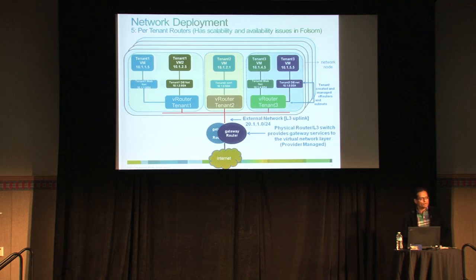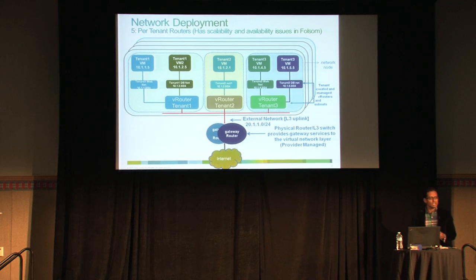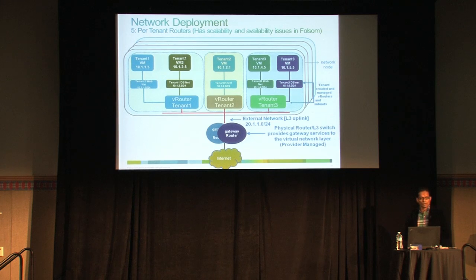So now this is for your real advanced tenants. If the tenants themselves want to create routers and isolate their environment, right? So this is something, again, in Folsom that has scalability and availability issues. So you give tenants the ability to create their own virtual routers and place their own networks behind that router and completely control that isolated environment. You can think of it as a virtual private cloud, a layer 3 separated cloud for a tenant.